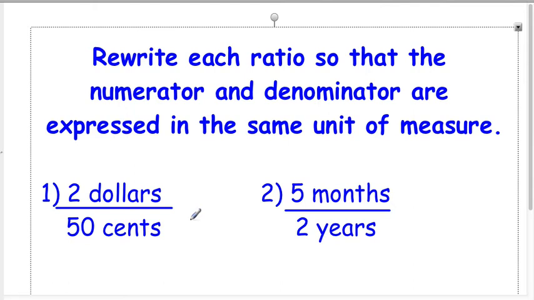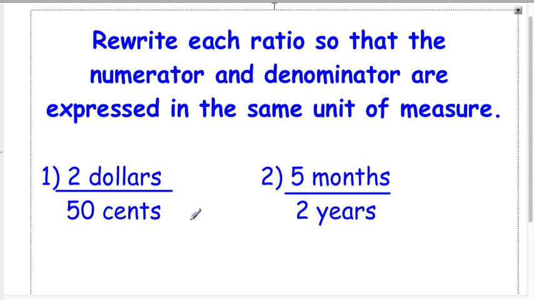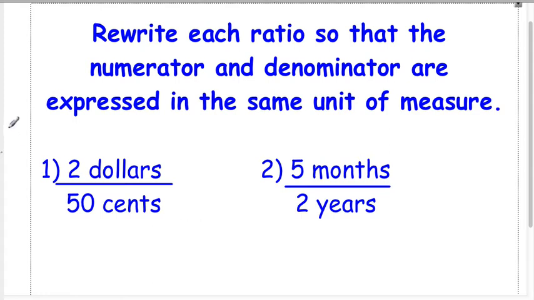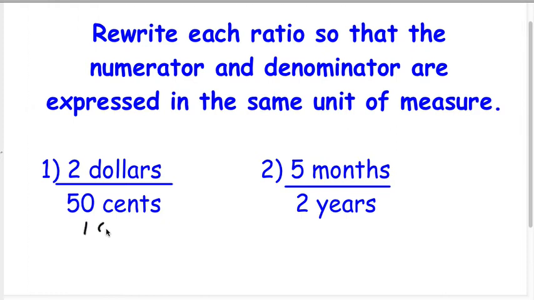Okay, rewrite each ratio so that the numerator and denominator are expressed in the same unit of measure. Pause the video, try these on your own. Press play when you're ready. Okay, so we have $2 to 50 cents. Well, I know that there are 100 cents in a dollar, so this is the same as saying that I have, oh, I meant to say 200. 200 cents to 50 cents.